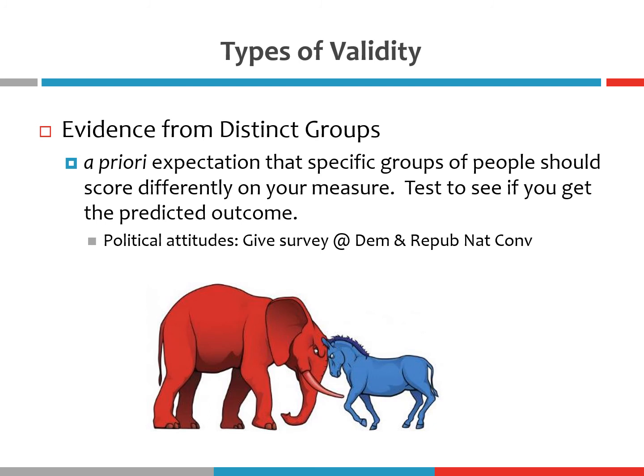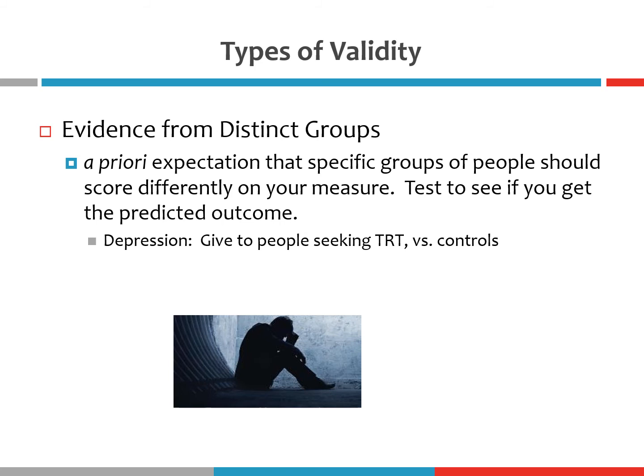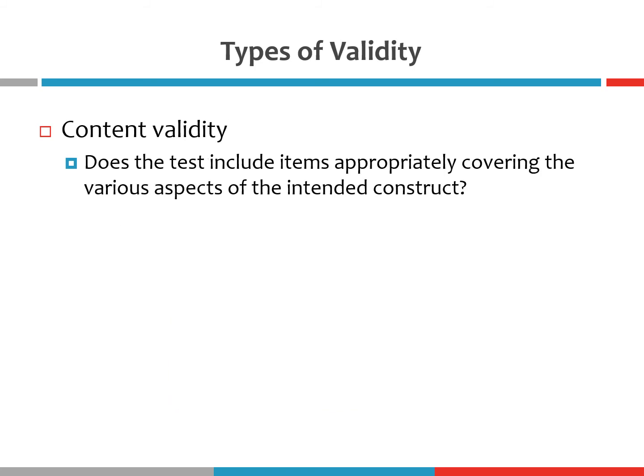So for example, if you've developed a construct looking at political attitudes, you could give your survey to people at the Democratic and Republican national conventions and see if they score differently on your measure. Similarly, if you've developed an instrument looking at depression, you could give the questionnaire to people who are seeking treatment for depression and also control participants that are not suffering from depression, and see if their scores are different.